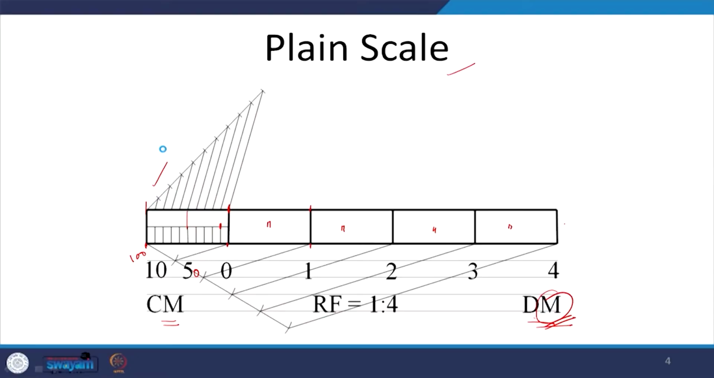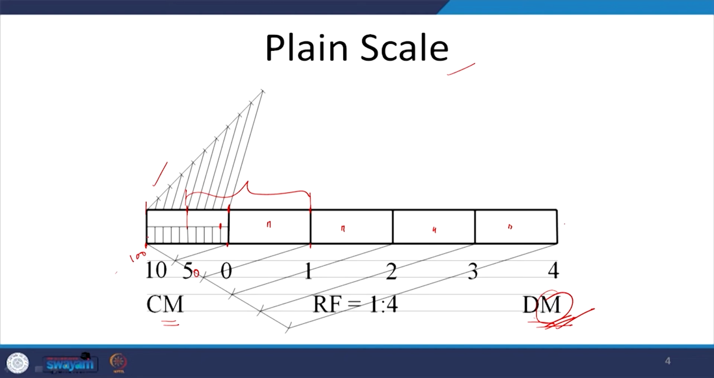The second one is a diagonal scale. Now, in this one, suppose we are considering meters and centimeters here. If I say that we have to measure 1.5 meters, it was easy. We would measure 1 here and 0.5 here, and so this distance would be equal to 1.5 meters. Now, what if I say that I have to measure 1.37 meters? How do we do that?